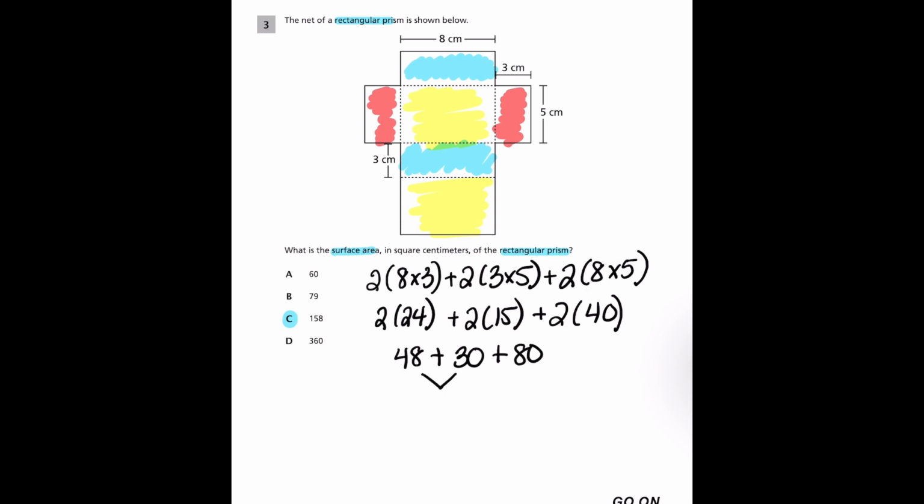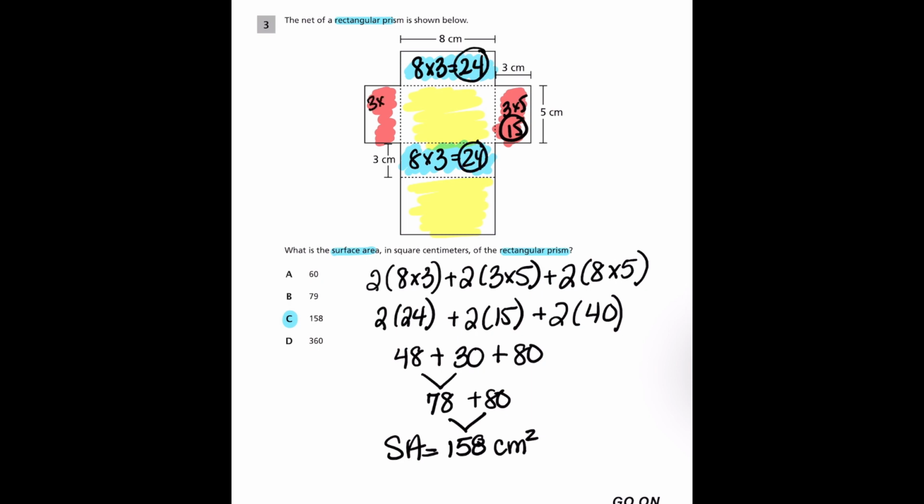And now I can just add these parts. 48 plus 30. And this is 158 centimeters square because it's surface area. So this is one way. I just write it in a smaller part. Another way I see a lot of kids do this is by actually doing all the work in the boxes. And when they do that, they just add up all the areas. So this is another way.